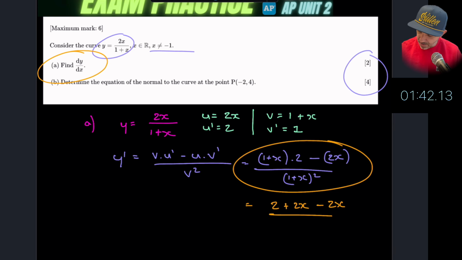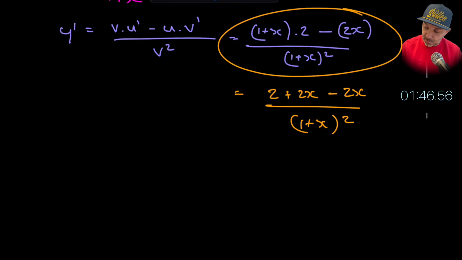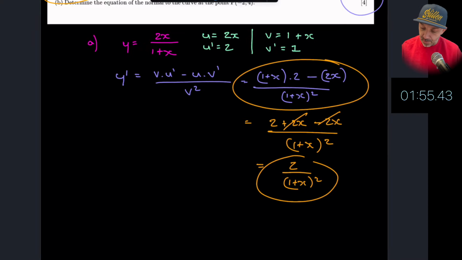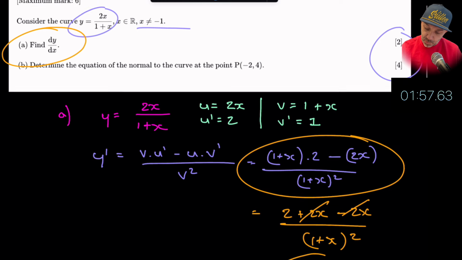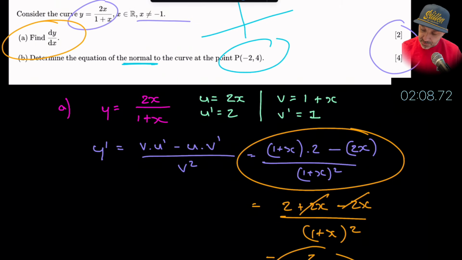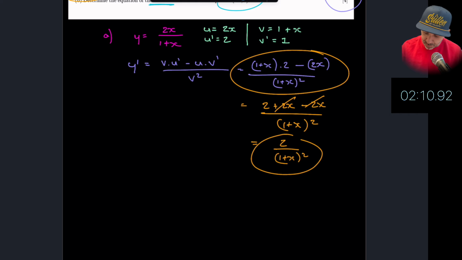I will leave the denominator as 1 plus x squared, but the 2x and the minus 2x will cancel, leaving just simply 2. Okay, I'm going to leave it there. There we go. Now, determine the equation of the normal. So, normals are to do with coordinate geometry. They are when you have a, let's say, a gradient line and then you have a normal, okay, at the point -2, 4. So, let me just write that down, -2, 4.